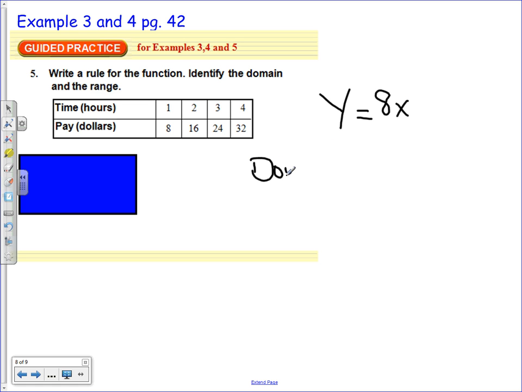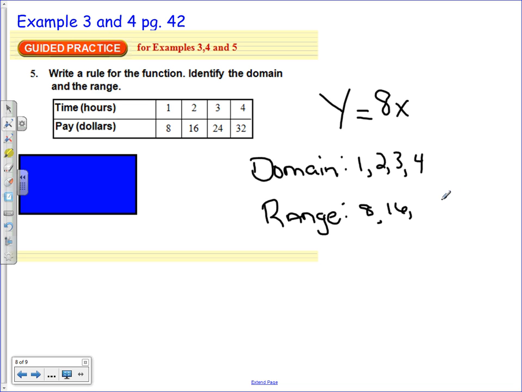My domain, I write the word domain with my colon and I list 1, 2, 3, and 4. Range, my y value or my output, with my colon, 8, 16, 24, and 32.